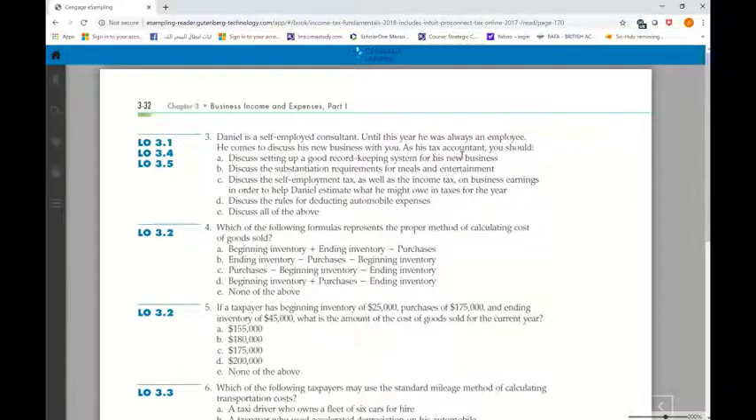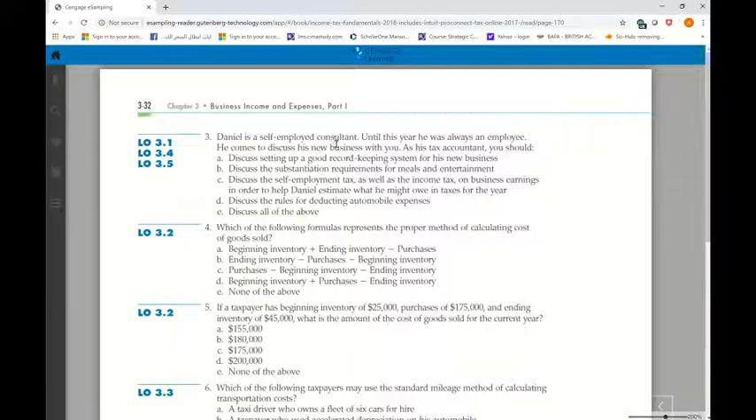As his tax accountant, you should discuss setting up a good record-keeping system for his new business. Discuss the substantiation requirement for meals and entertainment. Discuss self-employment tax as well as the income tax on business earning in order to help Daniel estimate what he might owe in taxes for the year. Discuss the rules for deducting automobile expenses. Discuss all of the above.